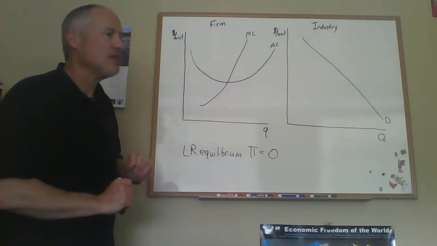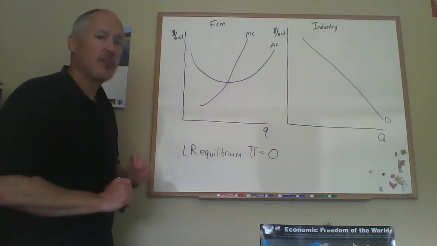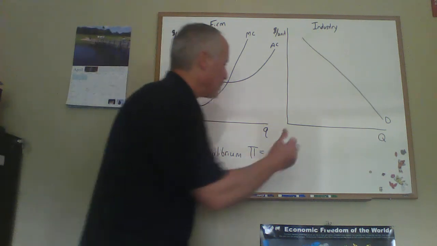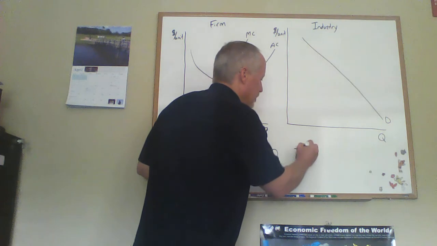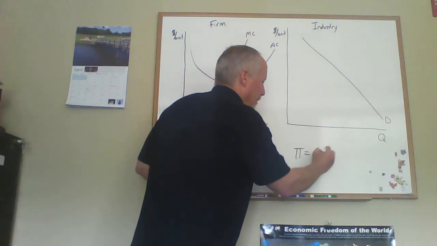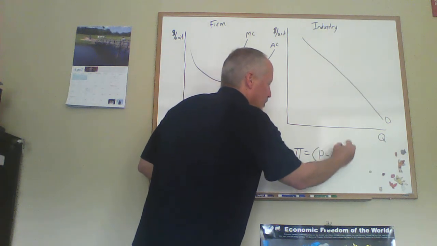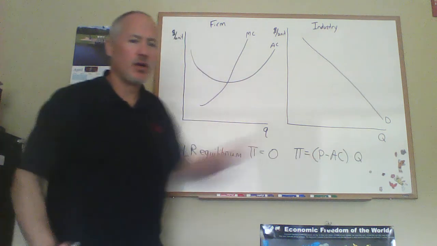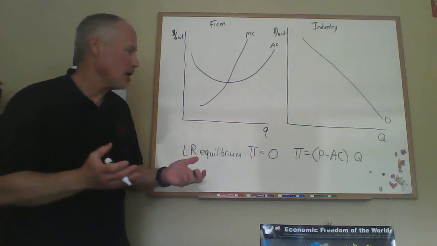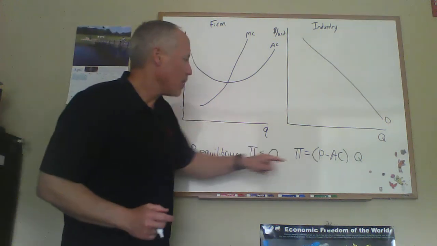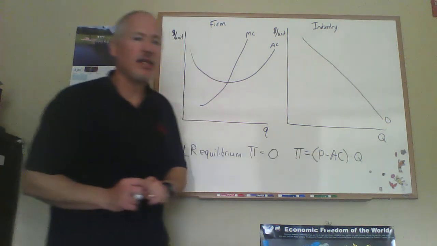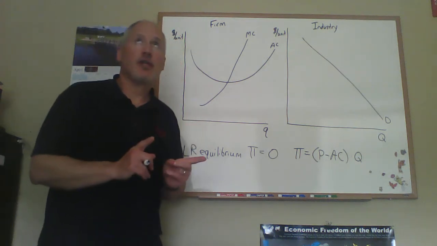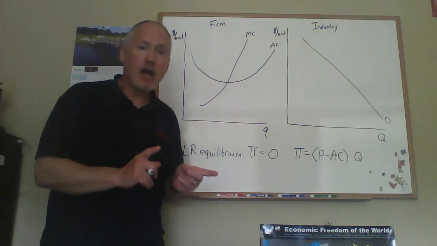So that tells us what the equilibrium price has to be. Remember, profit is price minus average cost times quantity. So for a zero economic profit, you have to have price equal to average cost. The firm's also going to have to be maximizing profit.